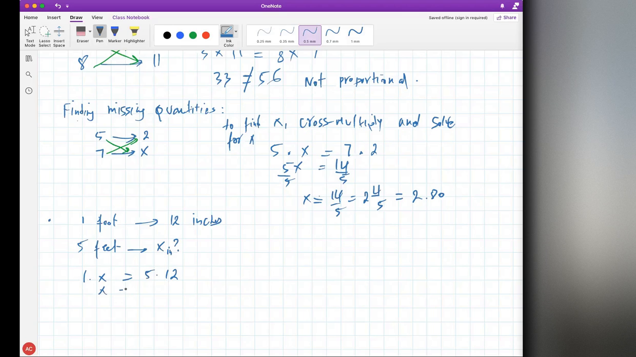That's going to be x, and 5 times 12 is 60. So 5 feet is 12 inches. Professor, you want to put 12. You don't want to put 12, you want to put 60. 60, that's right. 5 times 12 is 60.